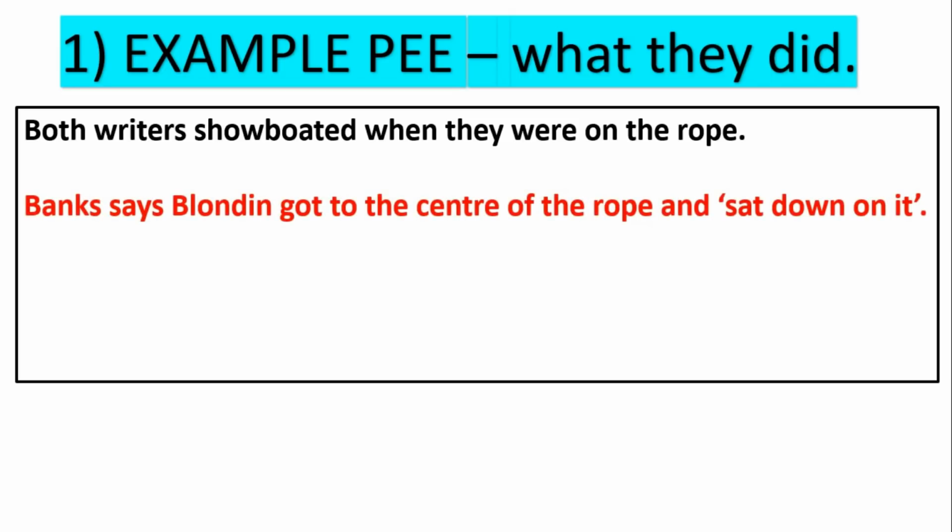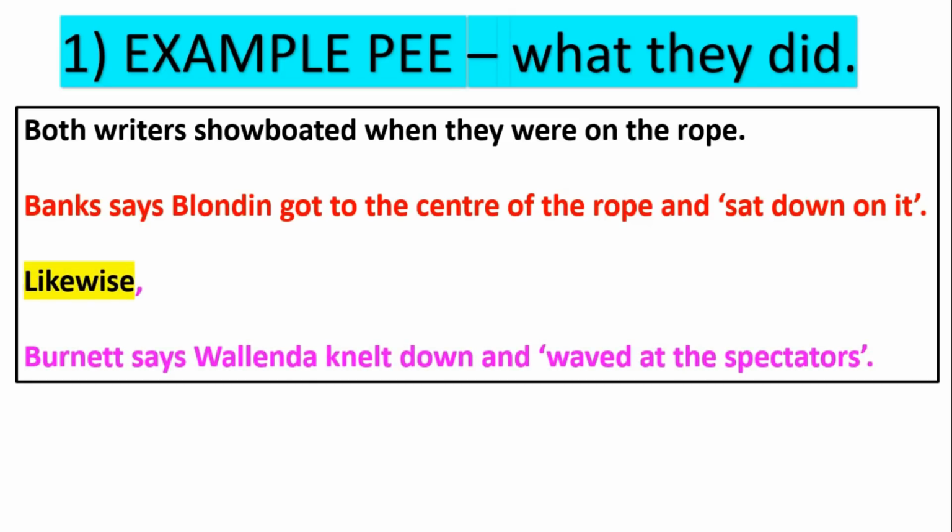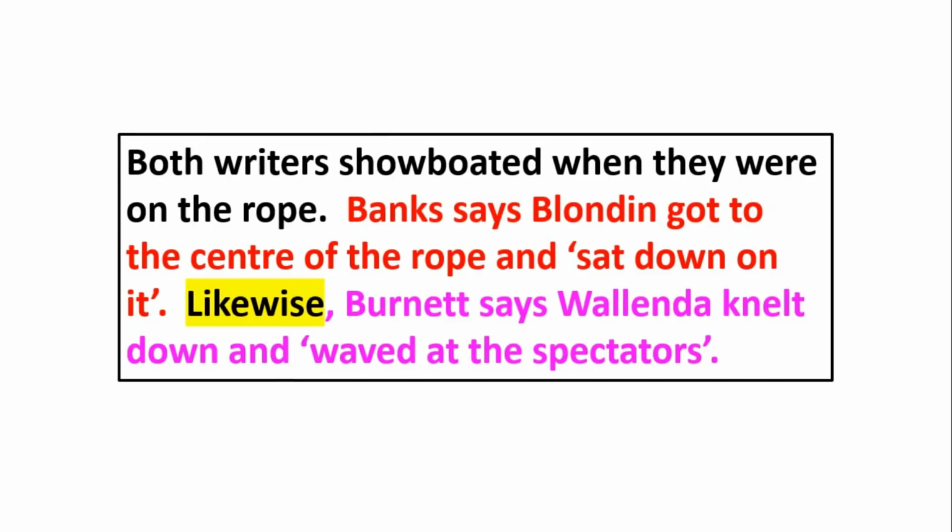I've put: Banks says Blondin got to the centre of the rope and sat down on it. Then I've put likewise, Burnett says Wallenda knelt down and waved at the spectators. Remember, this bullet point is just about what they did. I'm not going to really examine the quote. I've just made a point and written both quotes to back it up.